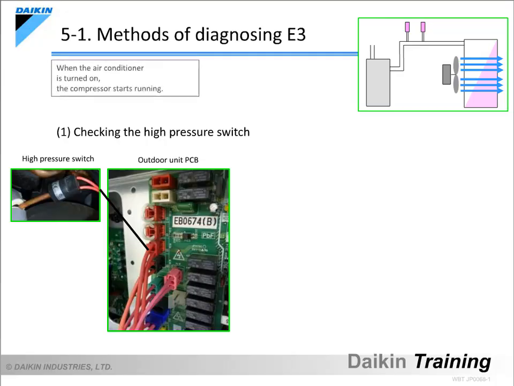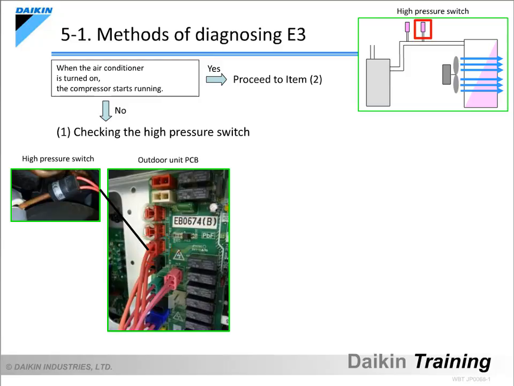First, turn on the air conditioner to check whether the compressor starts running. If the compressor runs, skip to the second item on the next page, checking the operating pressure, because there is no problem with the high pressure switch. If the compressor does not run after the air conditioner is turned on, and the E3 code appears immediately, this may point to a faulty device peripheral to the pressure switch.